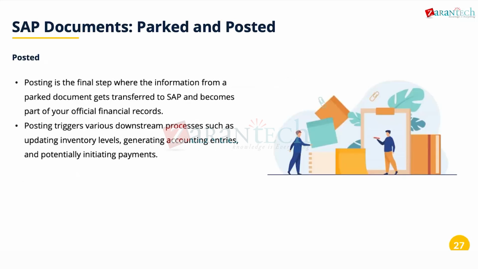And posted. What is the posting step? As we said, this is the final step after the parked document. This will actually post into the financial books, and entries will get created in your GL accounts or whatever cost objects we are talking about. Then it will trigger downstream processes such as updating inventory levels, accounting entries, and potentially initiating payments. Okay. Posting is part of your official financial records. This is where your VIM process generally ends from the business or user perspective.